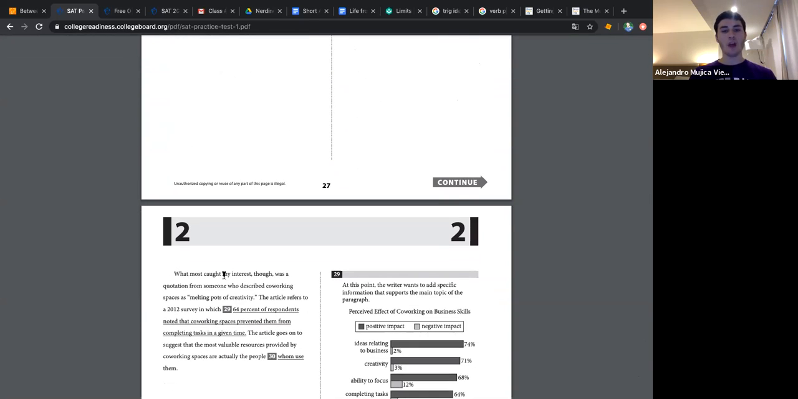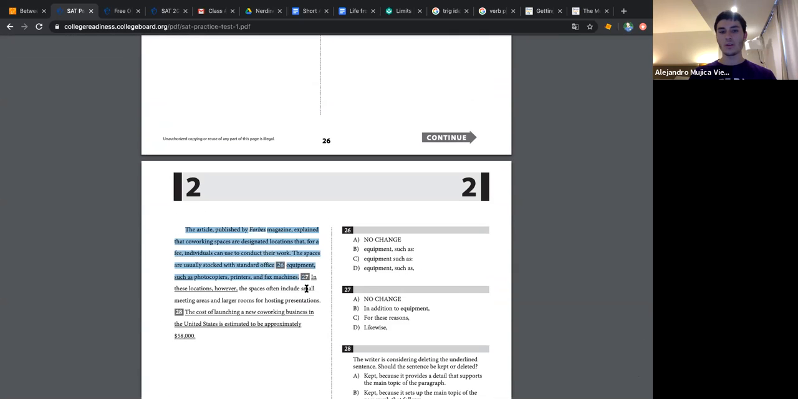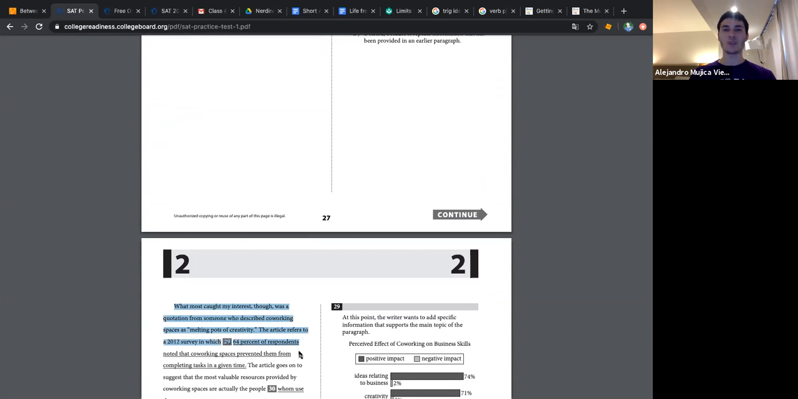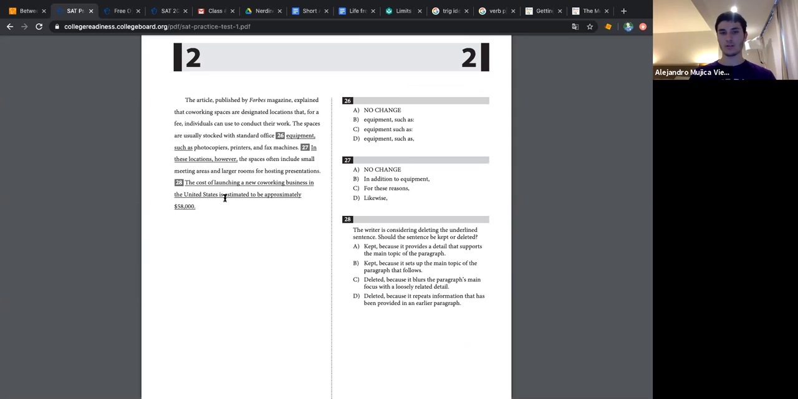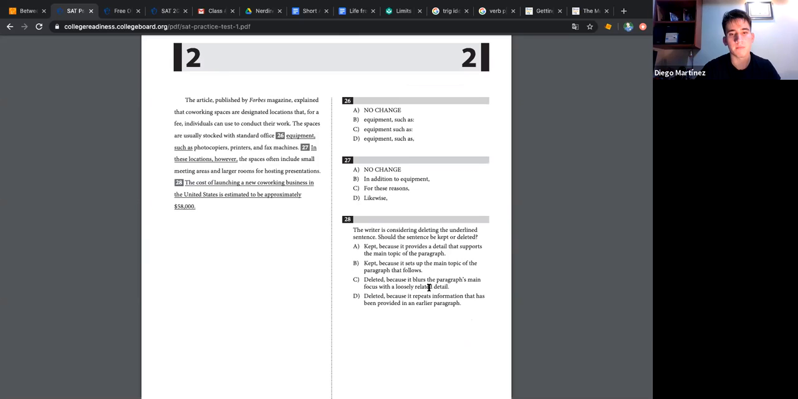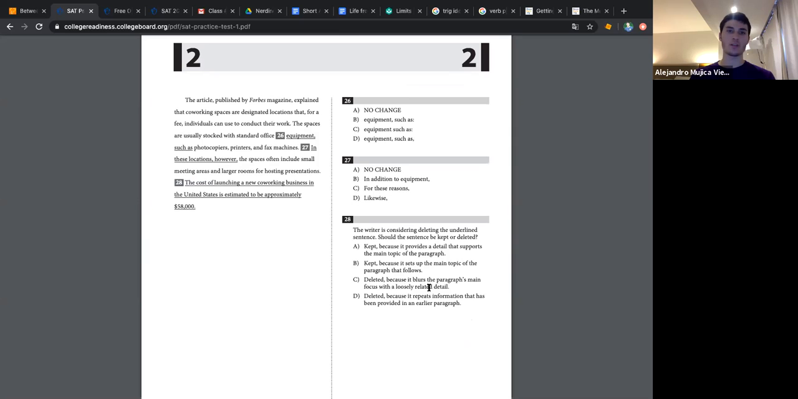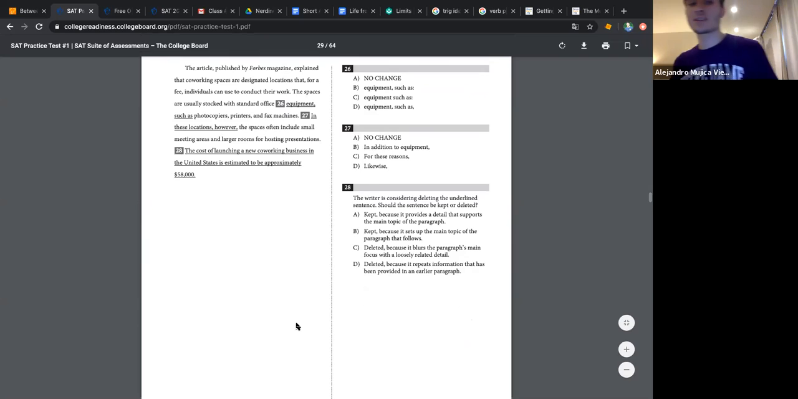What most caught my interest, though, was a quotation from someone who described co-working as melting pots for creativity. So this one is talking about what co-working spaces are and what they're equipped with, and this is talking about how they influence creativity. There's no reason to have something about their cost here. So no, we do not keep it. We delete it. Why? Because it blurs the paragraph's main focus, or because it repeats information. The problem here is not repeating information. The problem is that it makes no sense to put that there. It blurs the focus of the paragraph with a loosely related detail. So C is the right answer for number 28.